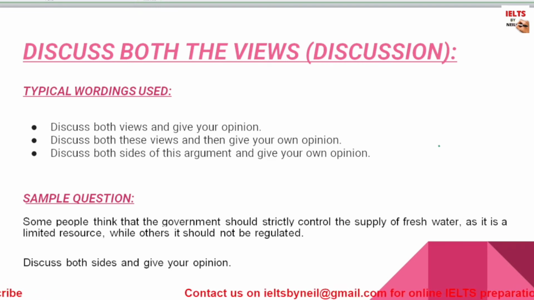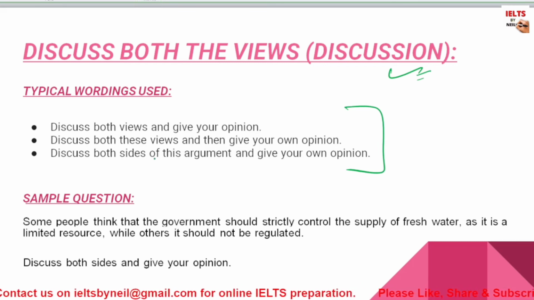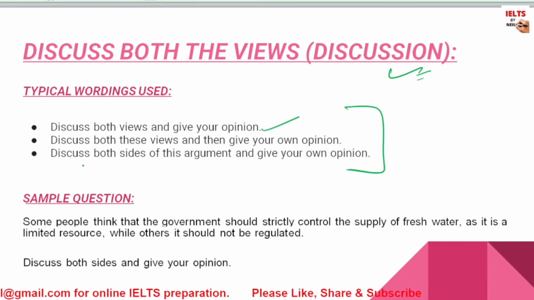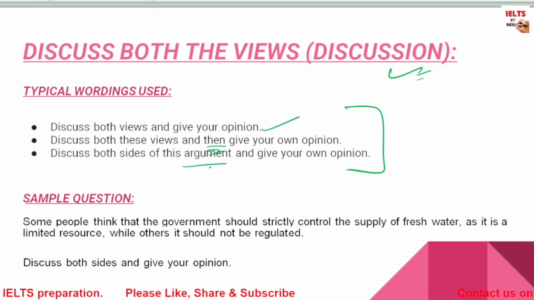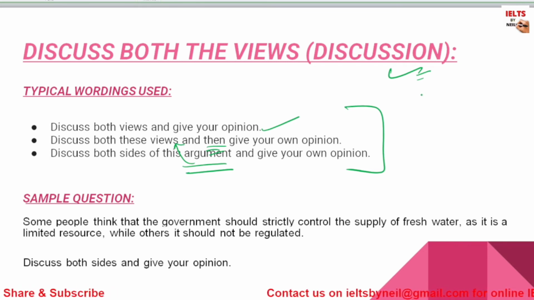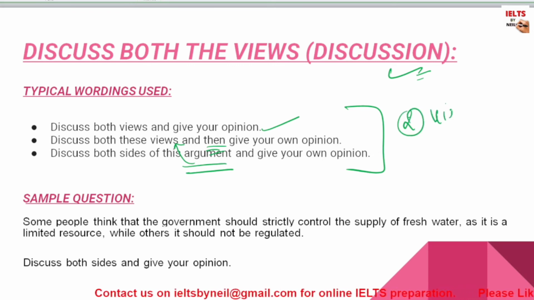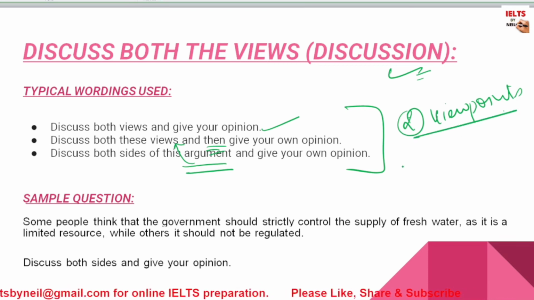that is discussion essay. So discussion essay, as the name is telling you that we have to discuss. So these are the 3 statements which could be found at the end of the discussion essay. For example, discuss both the views and give your opinion. Discuss both the views and then give your opinion. Discuss both sides of this argument. Argument is nothing but just the view, and give your opinion. Okay, so there's a slight difference between this type of question and the remaining ones. That is, in this type of question, 2 viewpoints are given. So you have to talk about both the viewpoints.